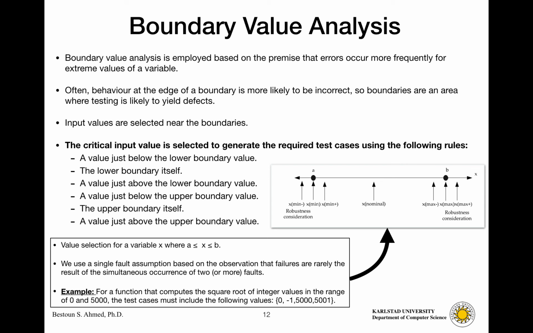If 5 is the maximum value here, you choose a value above the maximum, and then you pass, which is fine. That test case will pass. But then you choose 5 itself, and you will see that your test case fails because you forgot to put the equal sign. And that is one case of boundary value analysis.